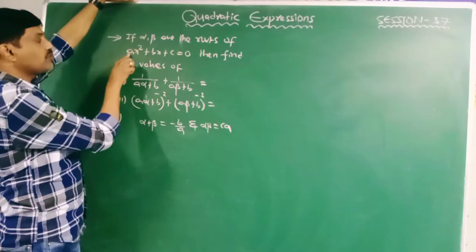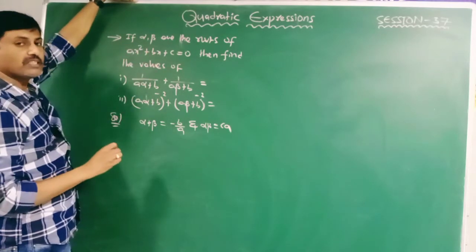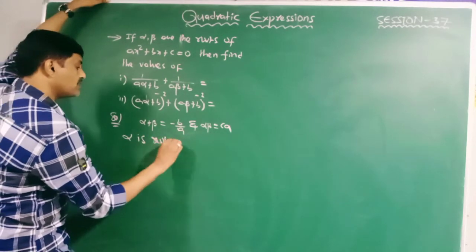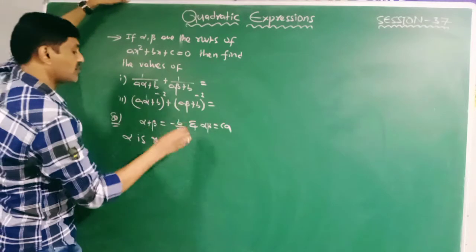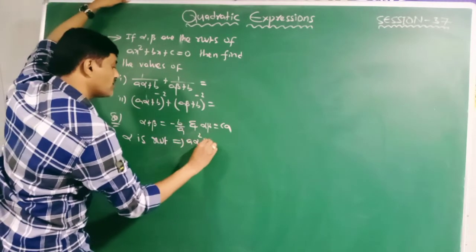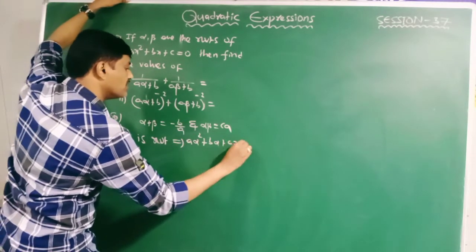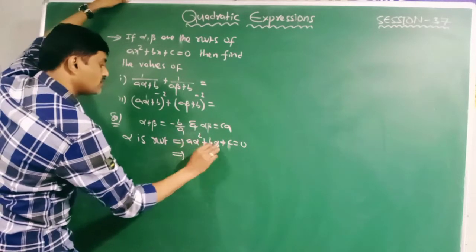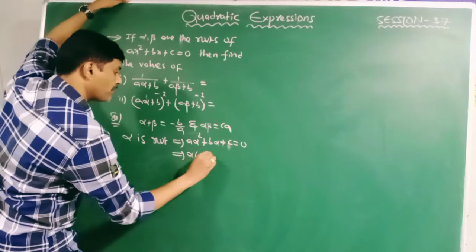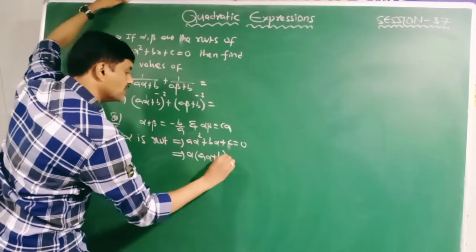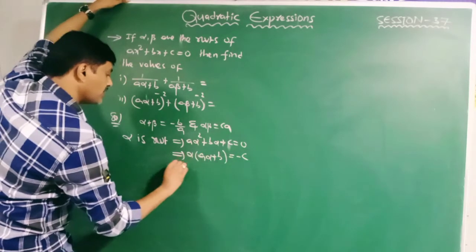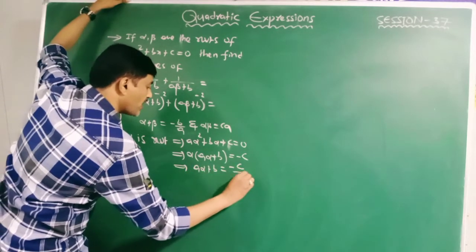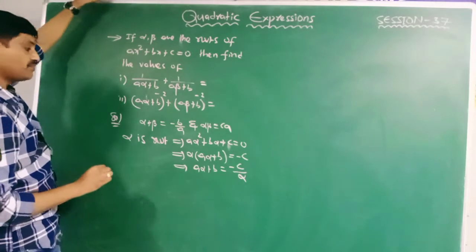But alpha is a root of ax square plus bx plus c is equal to 0. As alpha is a root, it means alpha satisfies our quadratic equation: a alpha square plus b alpha plus c is equal to 0. This implies, first two terms we have alpha common, alpha times (a alpha plus b) is equal to minus c. So a alpha plus b is equal to minus c by alpha.